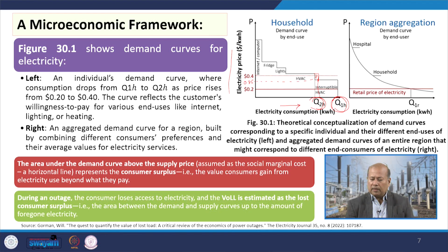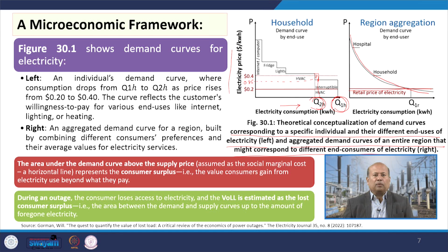You can also see electricity consumption versus P, the retail price of electricity, and this is how the cost keeps on varying for hospitals and households. So this is the theoretical conceptualization of demand curves: on the left, corresponding to a specific individual and the different end uses of electricity, and on the right hand side, the aggregated demand curve of an entire region that might correspond to different end consumers of electricity.